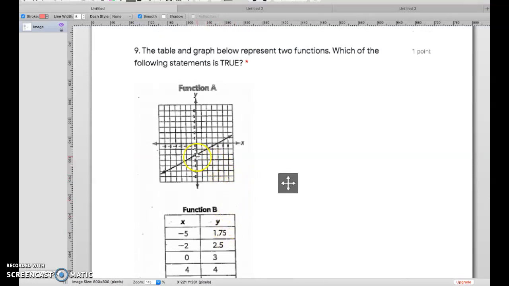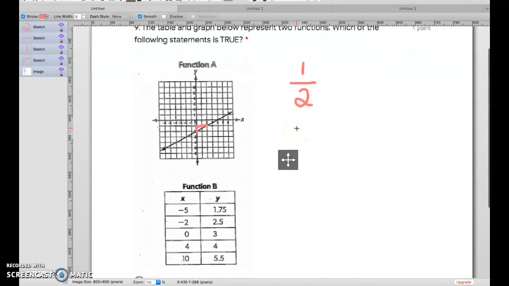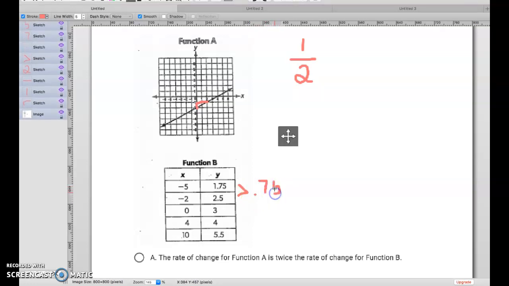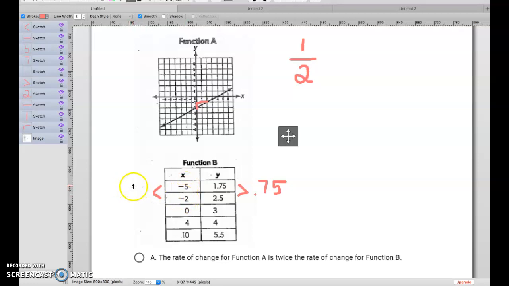So the rate of change of this first function is I go up 1 and right 2. So rise over run, up 1, right 2. We went up 1, so it's positive 1. We went right 2, so it's positive 2. Function B, what's the change in y? That is my rise. The change in y from 1.75 to 2.5 is 0.75. So that's going to be my rise for function B. What is my run? From negative 5 up to negative 2, that would be positive 3.